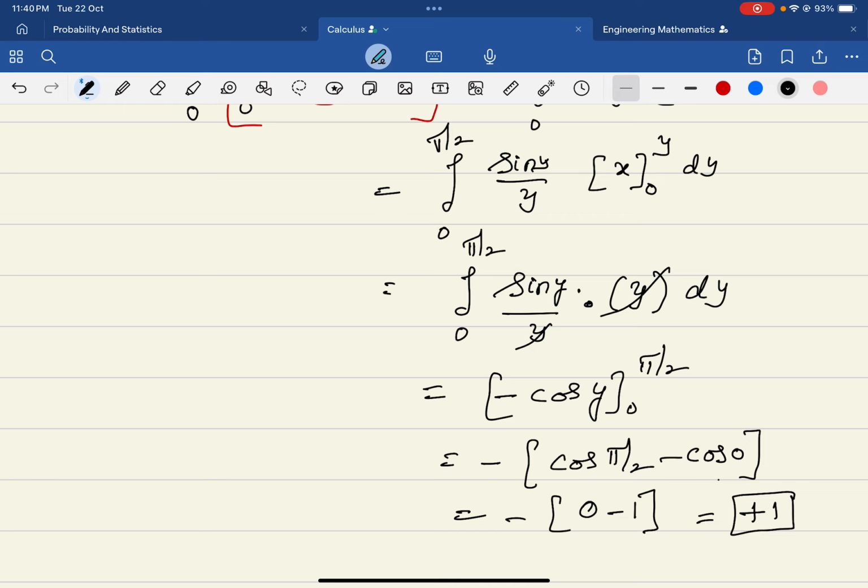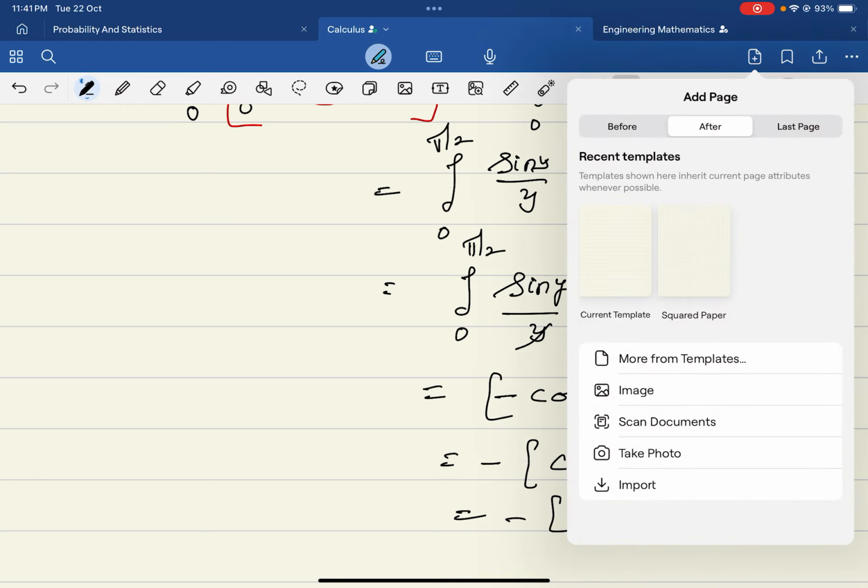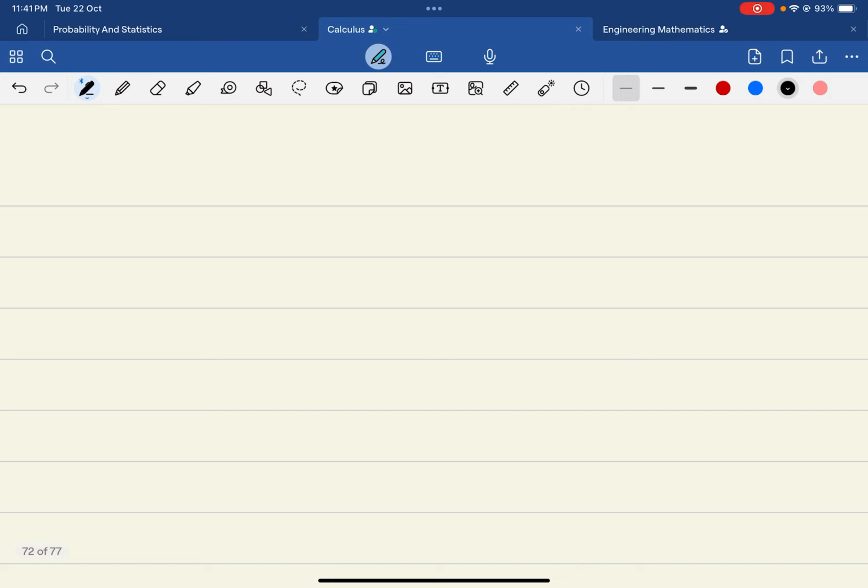Now, okay, let us do one more problem to understand more clearly. These are simple problems. You just understand how to solve it properly. That's it. Let us now have another problem to make you understand. Let us take this one now. Integral.